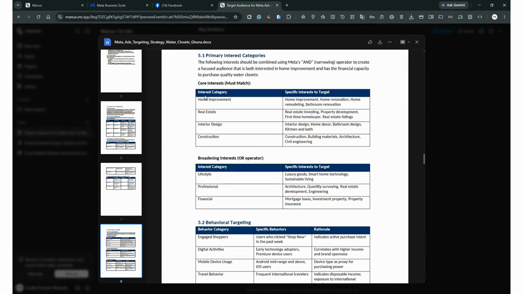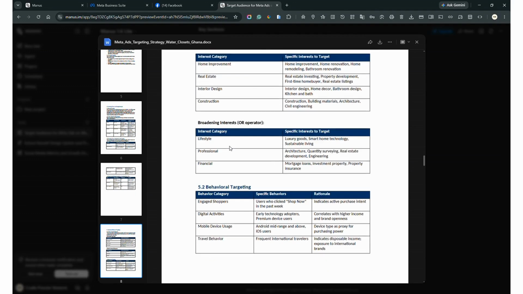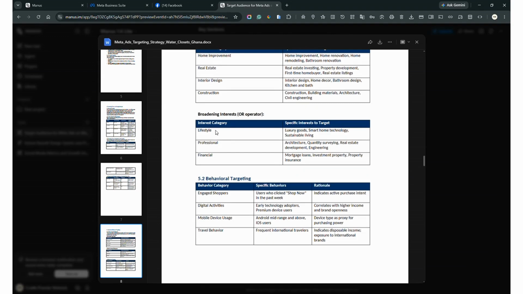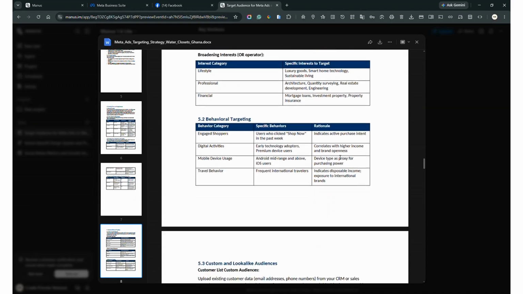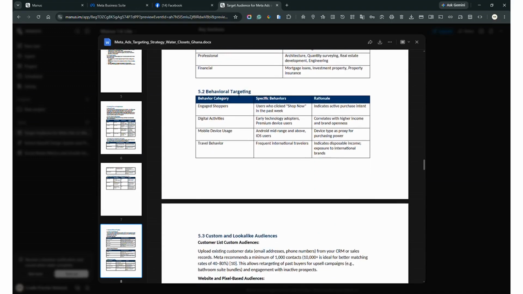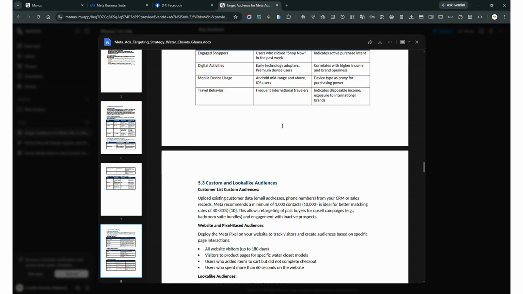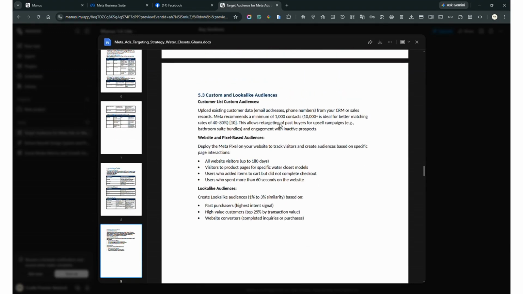In terms of interest, we can target people interested in home improvement, real estate, interior design, construction. In terms of broader interests, those likely to be interested, we are looking at lifestyle, luxury goods, smart home technology. Professionals: architecture, quantity surveying, real estate. In the financial area: mortgage loans, investment property insurance, and so forth. In terms of behavior targeting, we are looking at engaged shoppers, those who engage with online shopping. So all these are information that has been given to us that we can look at.